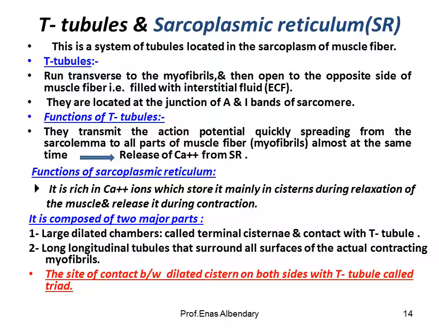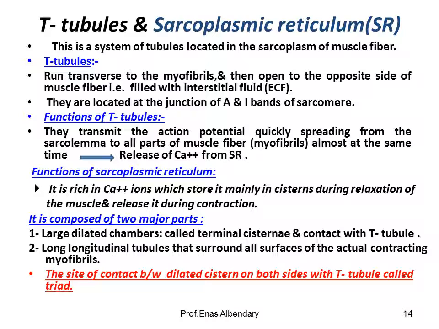The functions of sarcoplasmic reticulum: it is rich in calcium ions, which are stored mainly in cisterns during relaxation of the muscle and released during contraction. اوكي، يعني الساركوبلازميك ده مستودع للكالسيوم. سكيليتال ماسل بتحوش فيه الكالسيوم ليه؟ اللي تستخدمه اثناء الكونتراكشن. بعد ما بتستخدمه مش بترميه، بترجع تلمه تاني وتحوشه تاني في الساركوبلازميك ريتيكولم والريلاكسيشن يبدأ.